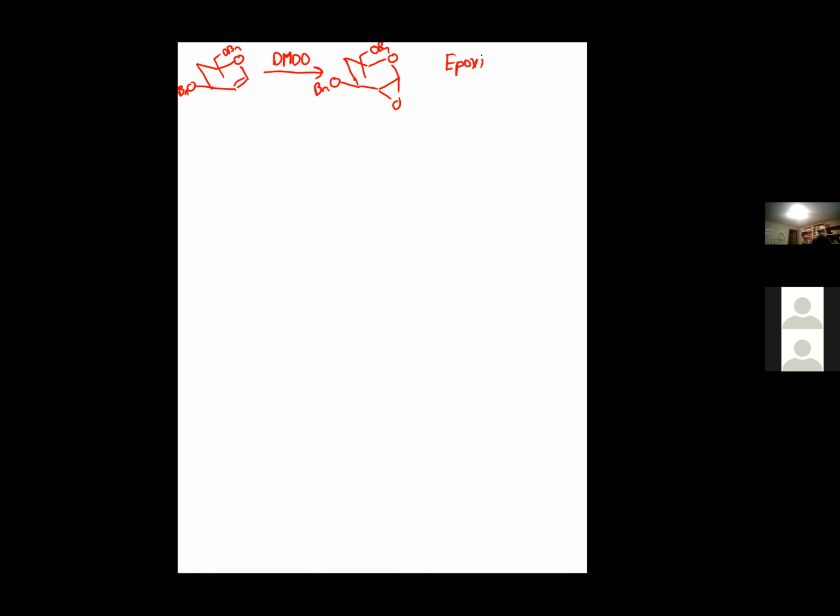So you epoxidize trans to the C3 substituent. We've already talked about that. This is in the up position here. The down is H, so the epoxide goes in the bottom.